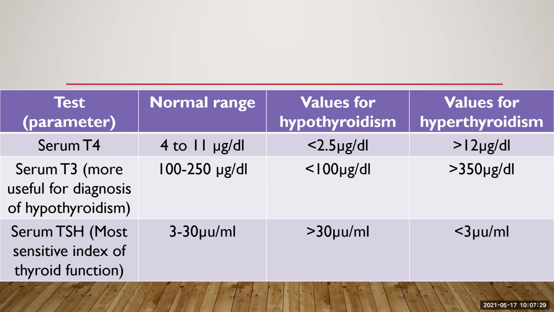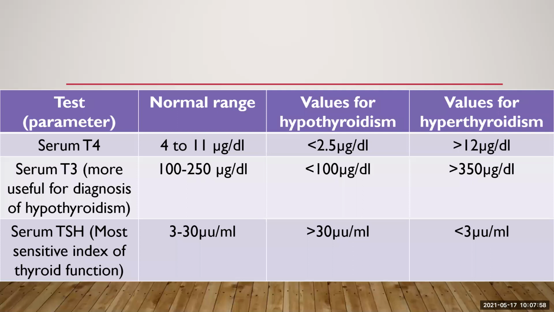So T4 itself is not very significant. However, serum T3 is more important for diagnosis of hypothyroidism compared to other thyroid hormones. So if you want to base your diagnosis on thyroid hormones to check hypothyroidism, then your focus should be on T3 values. Normally, it will be between 100 to 250 microgram per dL. A value of less than 100 indicates hypothyroidism. A value of anything more than 350 indicates hyperthyroidism.